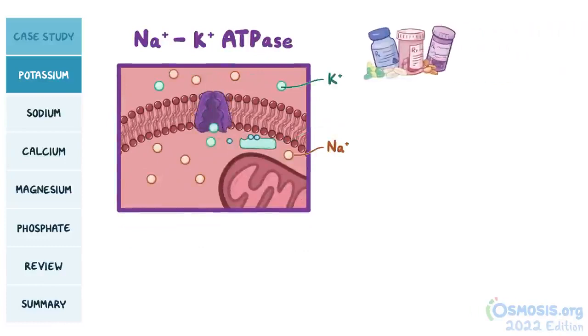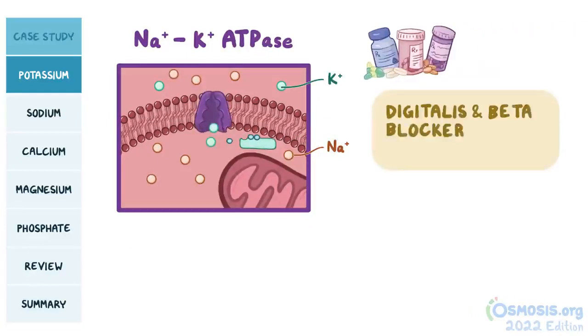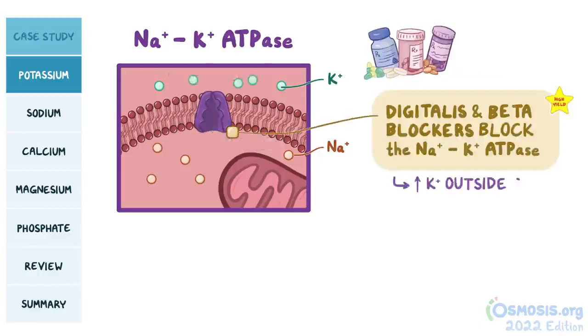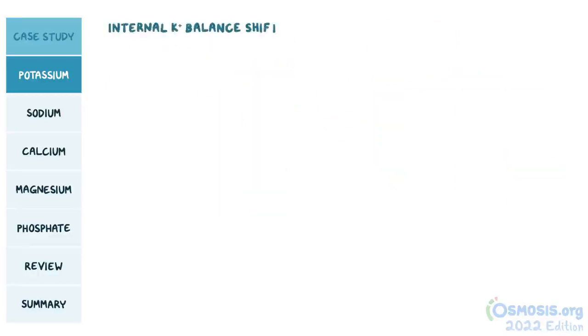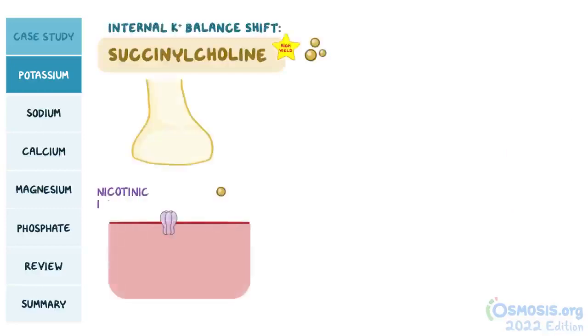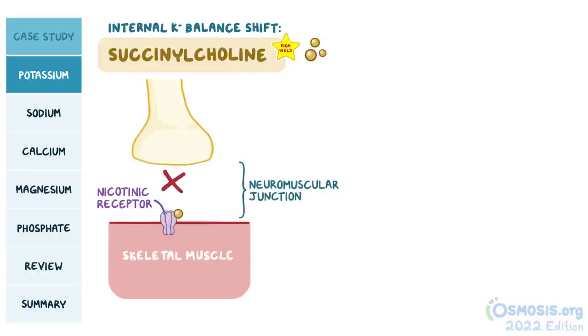Commonly tested medications like digitalis and beta blockers block the sodium-potassium ATPase, so more potassium is left outside the cell, leading to hyperkalemia. Another medication that causes internal potassium balance shift is succinylcholine. Succinylcholine combines with nicotinic receptors to inhibit neuromuscular transmission and produce skeletal muscle depolarization, which leads to relaxation. With depolarization, some of the potassium gets out of the cell, which in turn causes hyperkalemia.